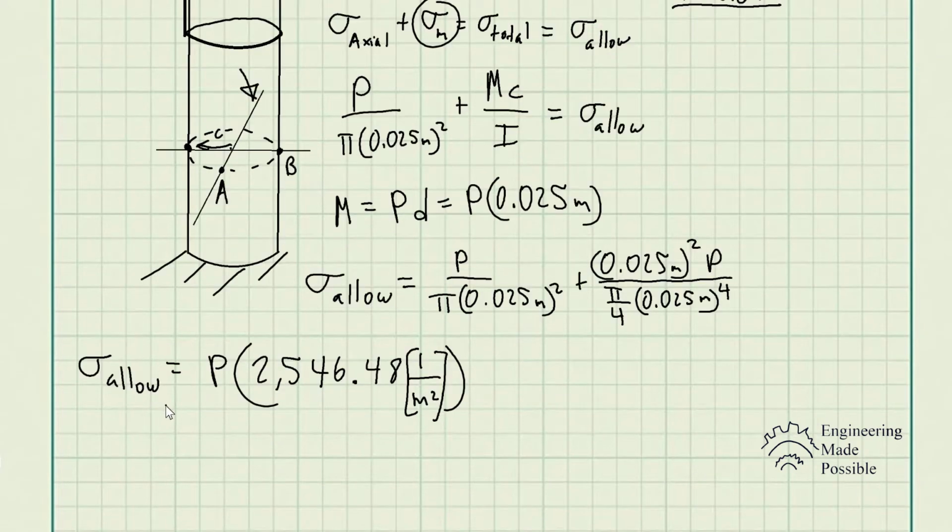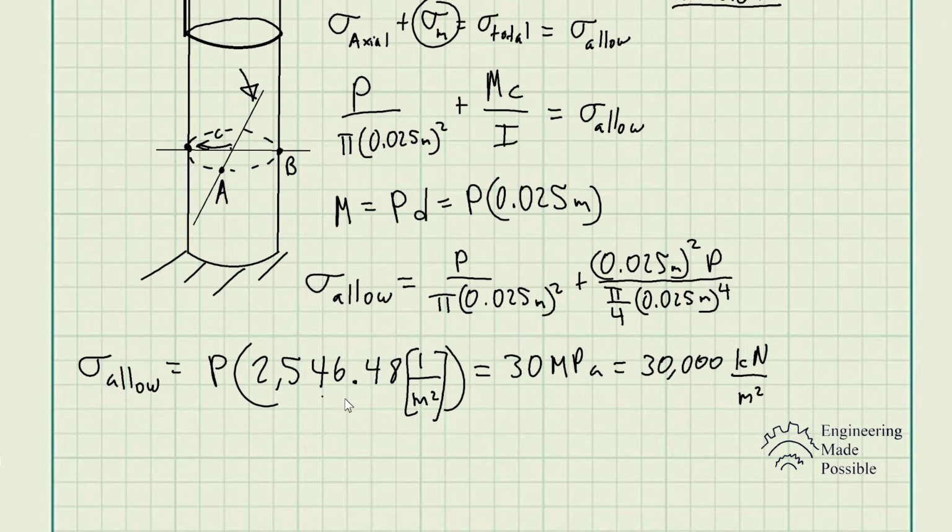So the maximum allowable axial stress is equal to P times 2546.48, which is the value we get once we multiply and add them up. And just keep in mind the units. In this case, we have meters squared at the bottom, so it's 1 divided by meters squared. This is important when it comes to canceling out the units because we know the maximum allowable stress is 30 megapascals, or you could write it in terms of kilopascals or kilonewtons per meter squared.